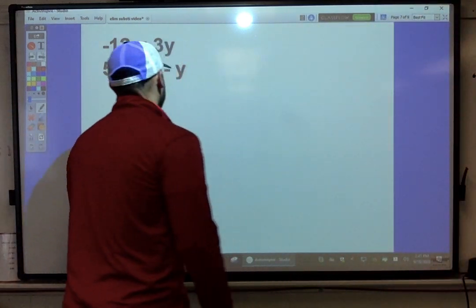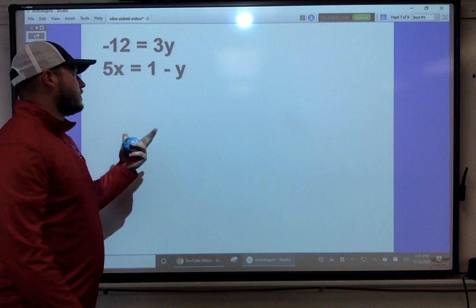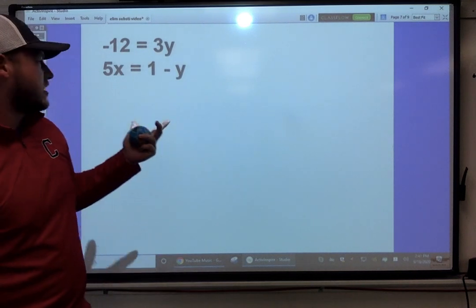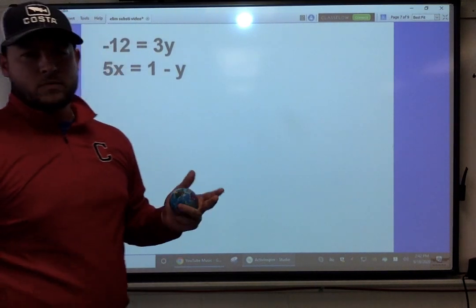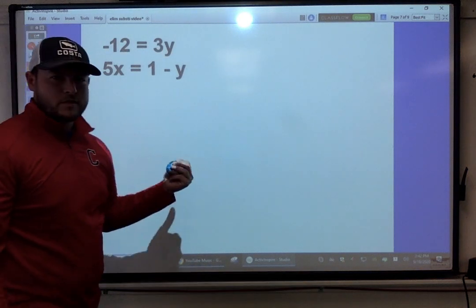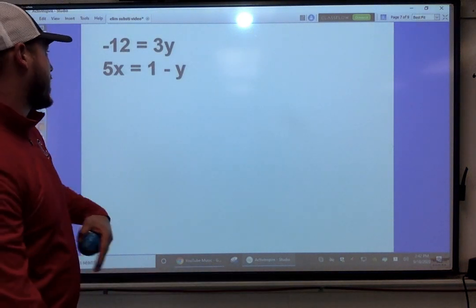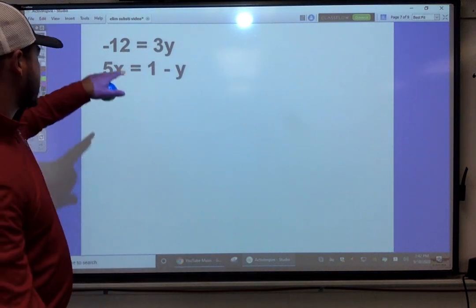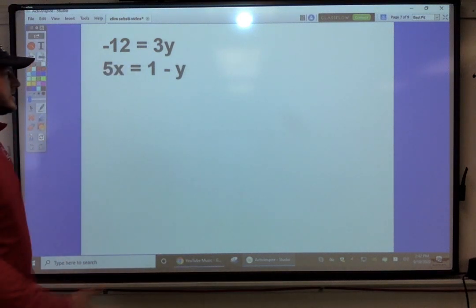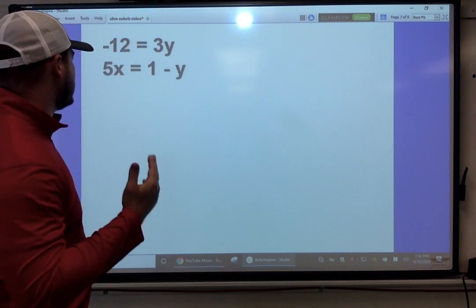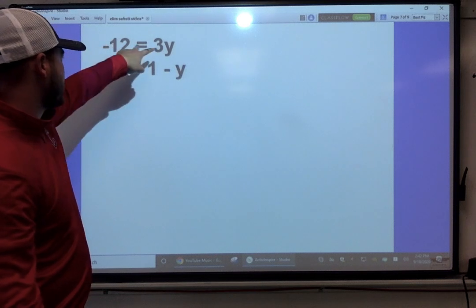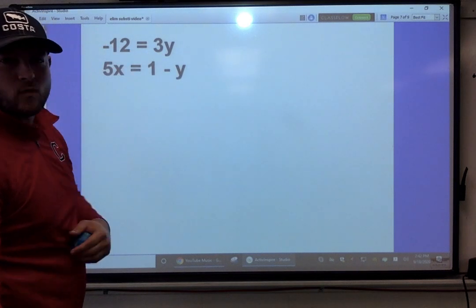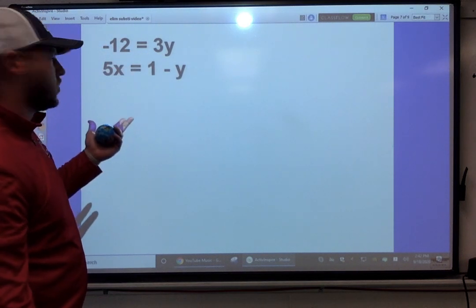Okay, so again, this time this example is not telling us what one of the letters is equal to, but we're still going to try to solve this using the substitution method. So how are we going to do that? Well, let's get one of our letters by itself. What I'm going to do, this top equation up here, it's just one step, and then I'll have y by itself.